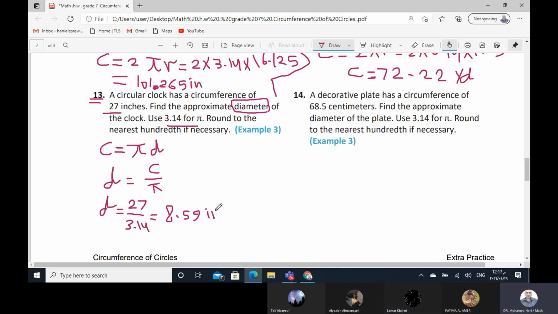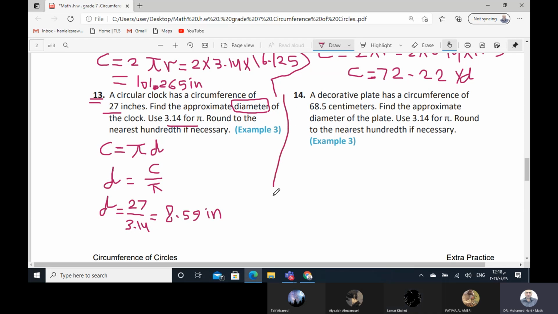inches. Mister, here, why did we divide? Because we want to find the d. How to find the d? If you want to solve this equation for the variable d, try to remove the pi, so divide the two sides by pi. So here remains d and here remains C over pi. Okay, Lamar? Okay, Mister, thank you. Welcome.